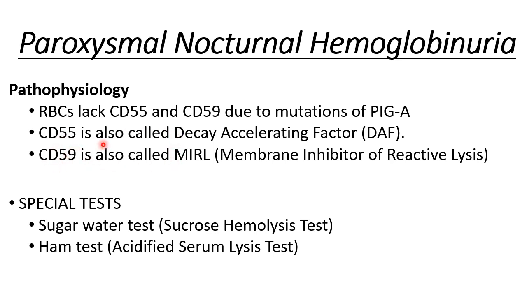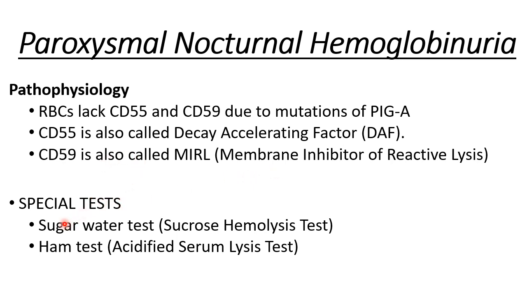Back in my student days, ang mnemonics ko dito, ang 55, I mean yung DAF, yung D sa DAF, mas nauuna sa M. Okay? So, alphabetically arrange lang natin. 55 yung D, 59 yung M. Mas nauuna ang D sa M. Anyway, okay, dun tayo sa special test.